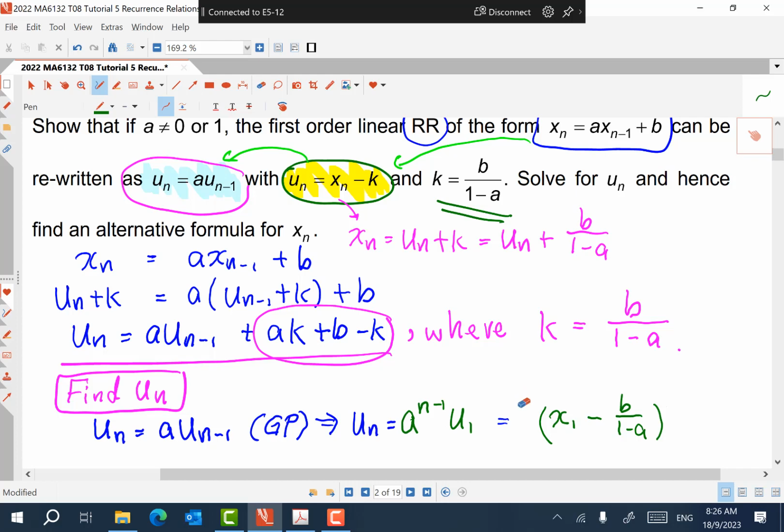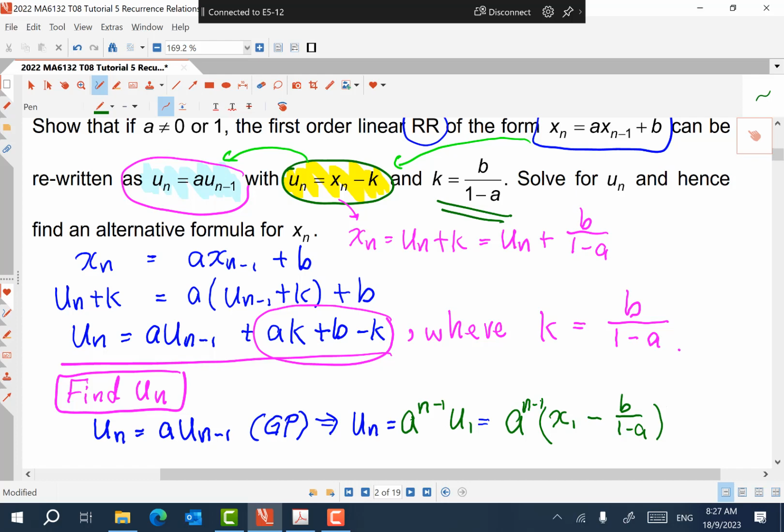Okay. The good thing is I need space. I can do this, no? Oops, equal sign error. So there's going to be a to the power n minus 1. Okay.